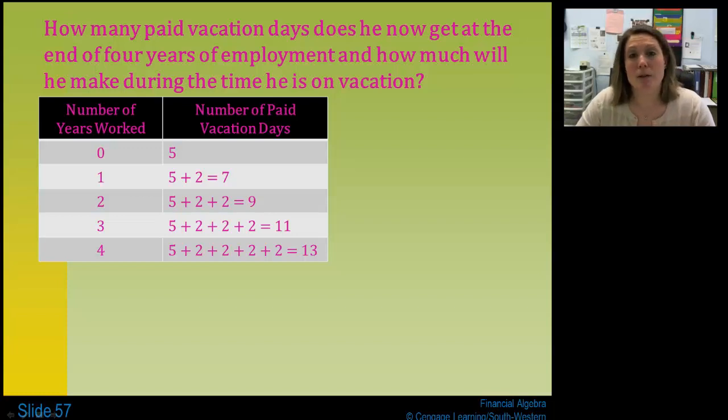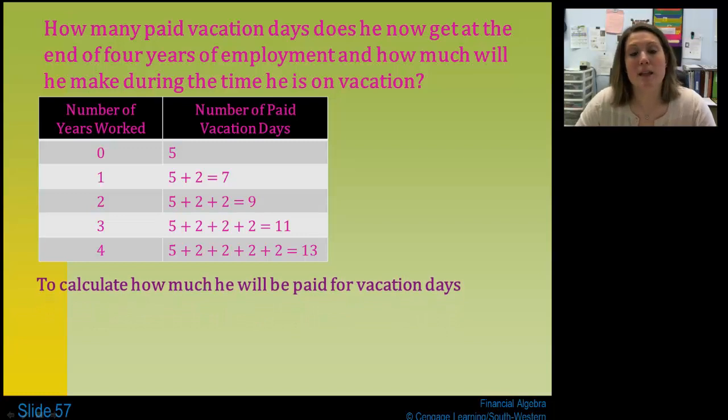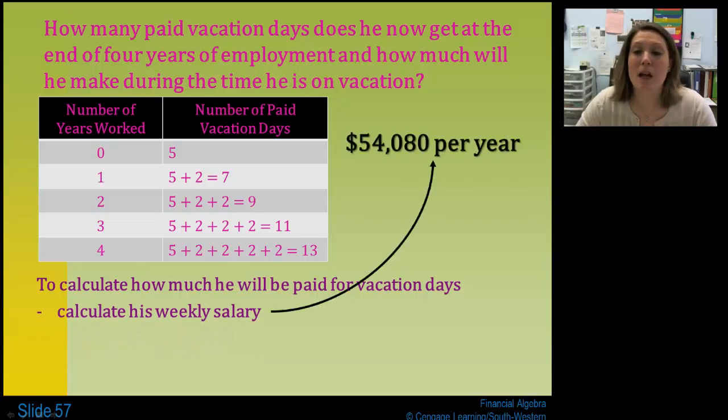The second part of this question, which you're going to need to finish on your own, is to calculate how much he will be paid for vacation days. First, you're going to calculate his weekly salary. If you flip back a little bit, you'll see that his salary was $54,080 per year. He gets paid weekly, so you need to take this value and divide it by 52 because there are 52 weeks in a year. So you need to go ahead and do that: 54,080 divided by 52 to get his weekly salary.